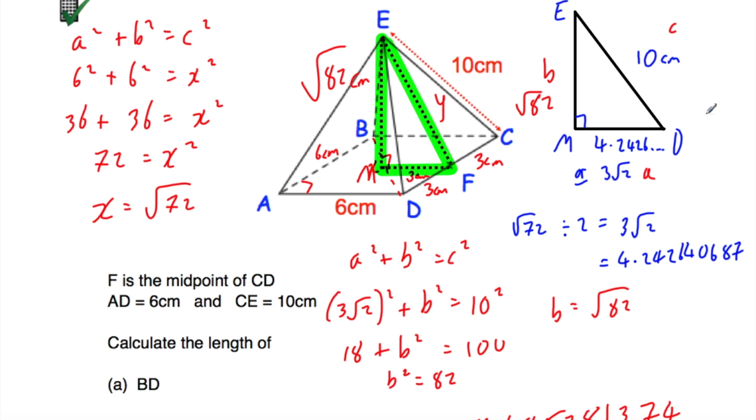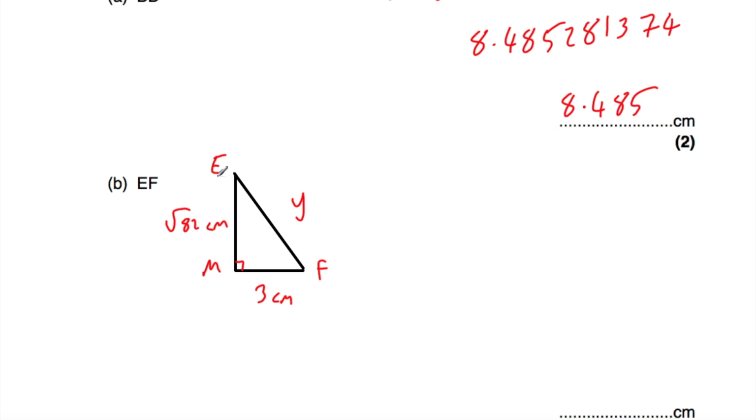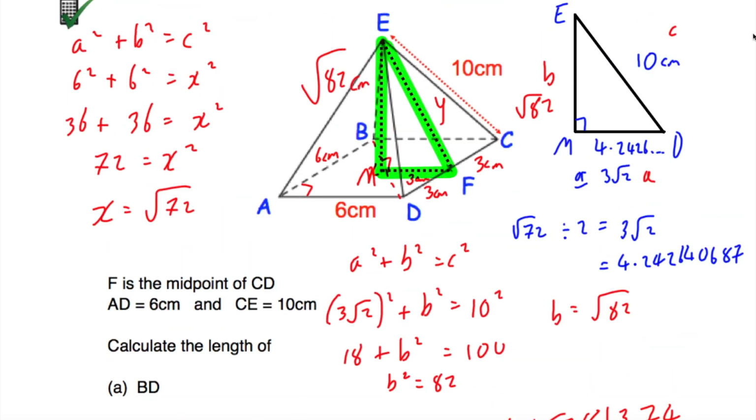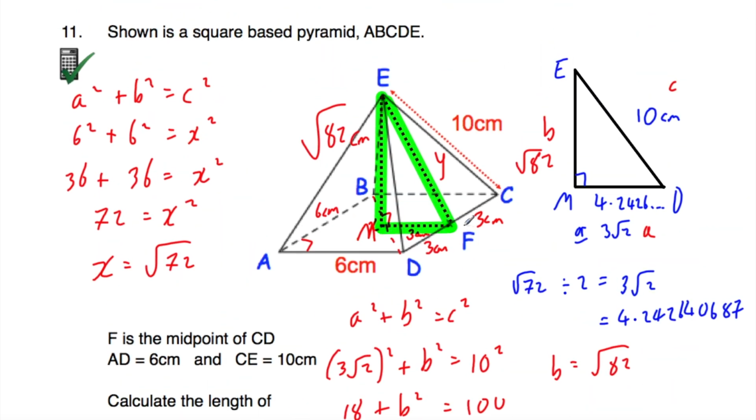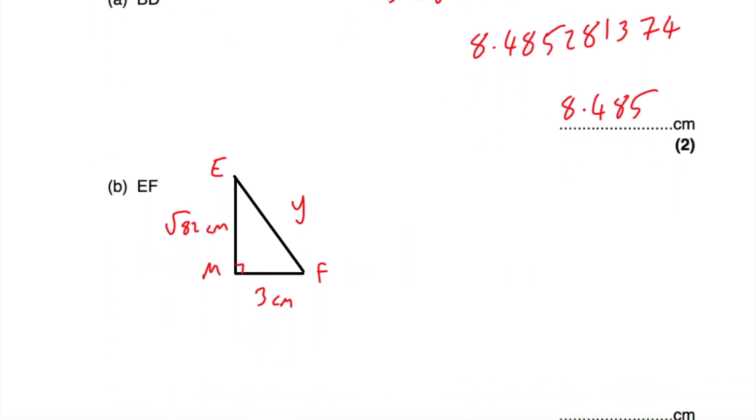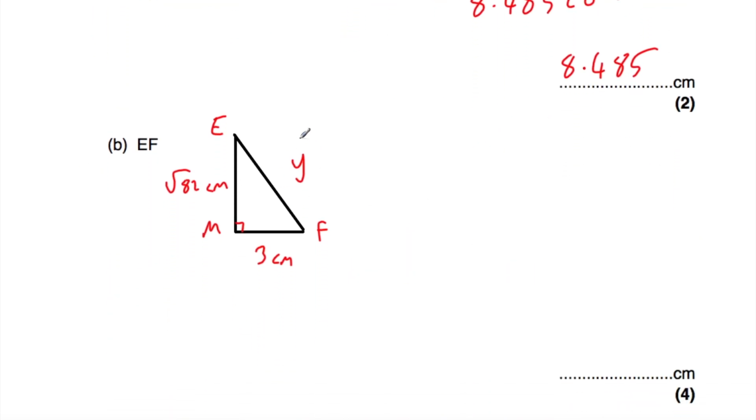So I'm going to sketch this triangle just down below, so that's the triangle EMF. Okay, so I've just sketched triangle EMF. So E is the top, M is the bottom, the center of the base, and F is that side there. We want to find out what EF is, so I've called that Y. MF is equal to 3 centimeters, and ME is equal to root 82 centimeters. Okay, so we want to find out what Y is, which is the hypotenuse of the right angle triangle. So the two shorter sides are the 3 and the root 82. So A squared plus B squared equals C squared.